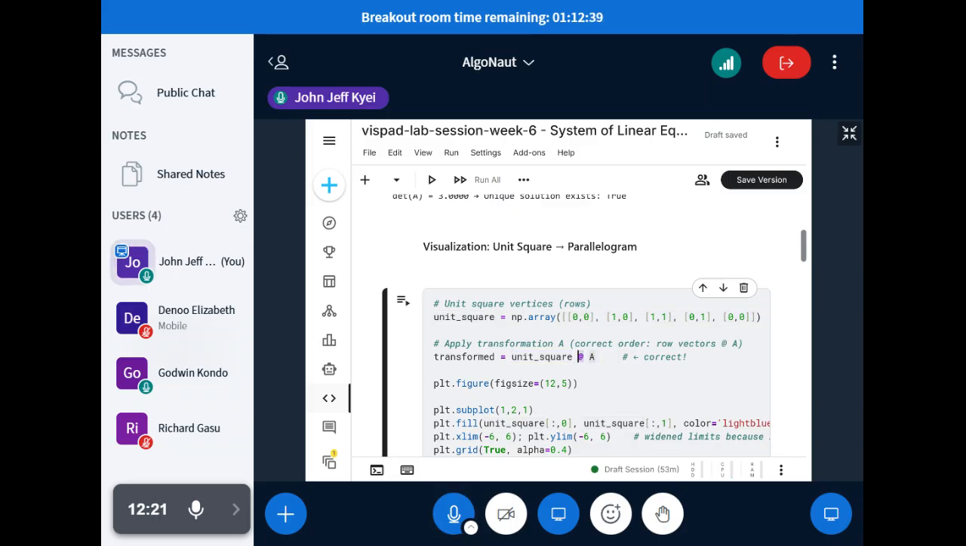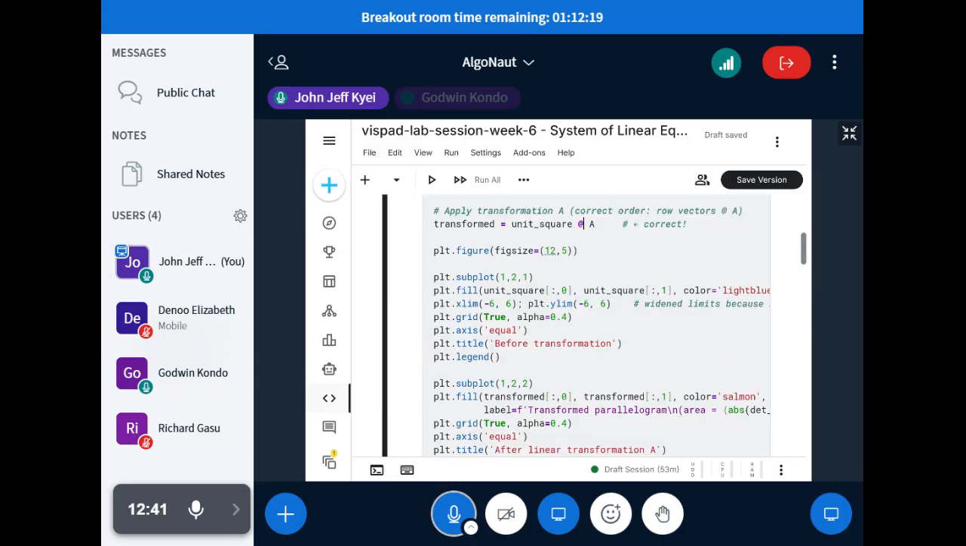So this @ is just matrix multiplication. No matter whether it's a vector, a matrix, or anything else, it's going to apply the multiplication for you using this at sign. So going forward, we'll be using that for all the matrix multiplication. Okay, so that's what we're doing.